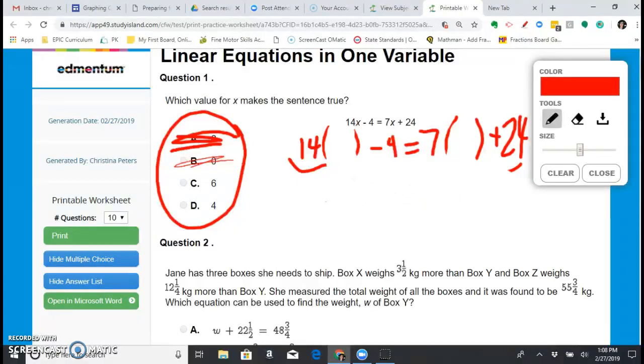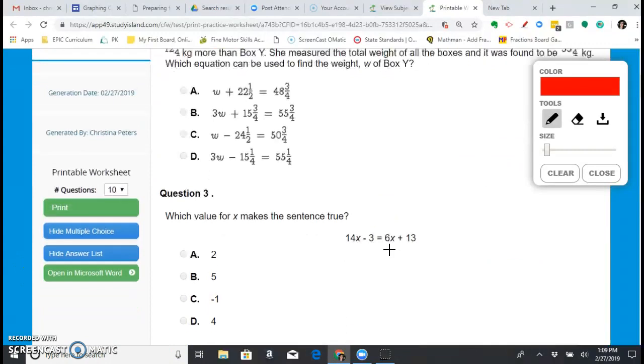Let's try another number. You'll be surprised how fast you can actually answer these too just by plugging in a number. 14 times 6 minus 4 is 80. 7 times 6 plus 24 is 66. So if you're crunched for time, it looks like the answer is 4. If you want to check it, you can. If I plug 4 in, it's 52. And the other side is 52. But I want you to use your answers and your calculator.